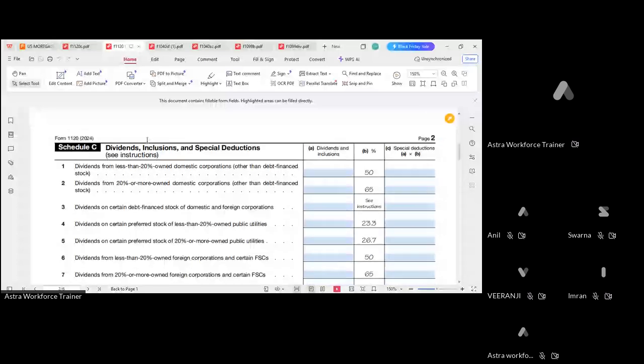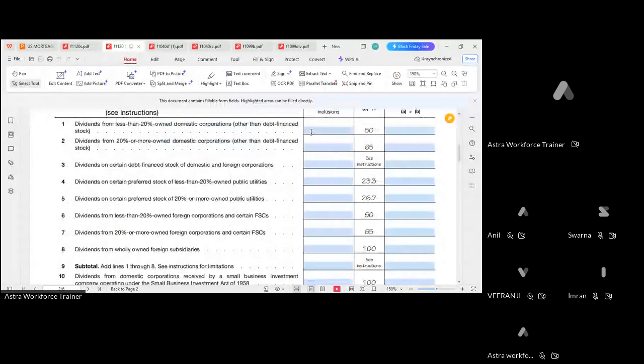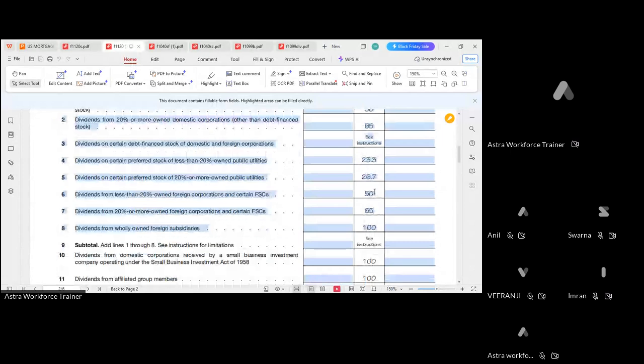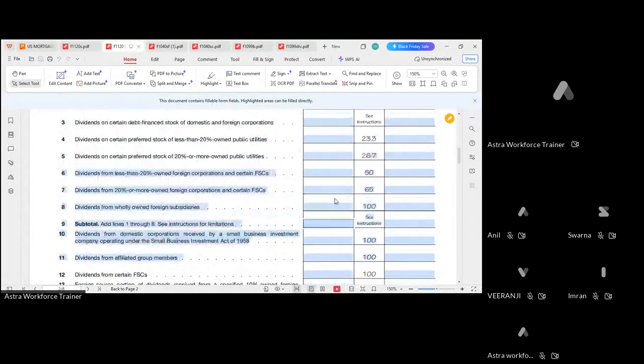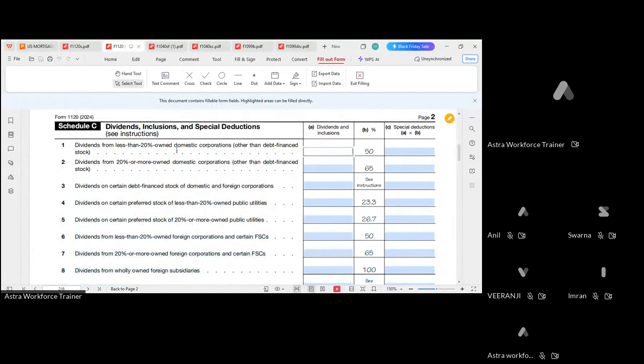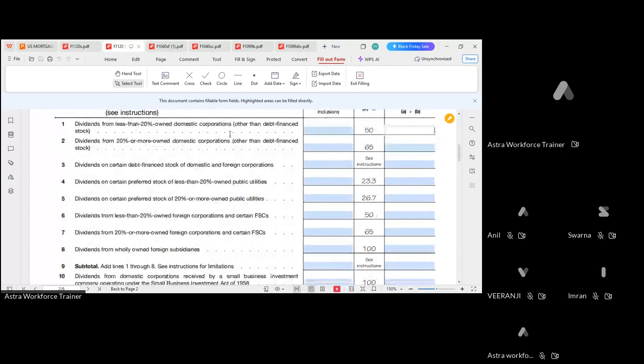The Schedule C from the 1120 covers dividends, inclusions and the special deductions. These are the default percentages. So you will get the dividend income: dividends from less than 20% owned domestic corporations. What is the amount they will get? Multiplied by 50%, you will get that.